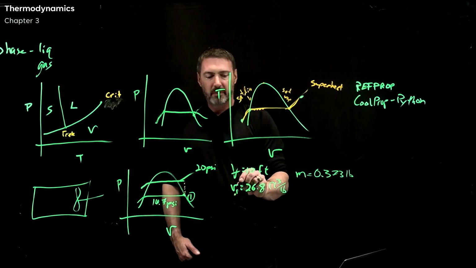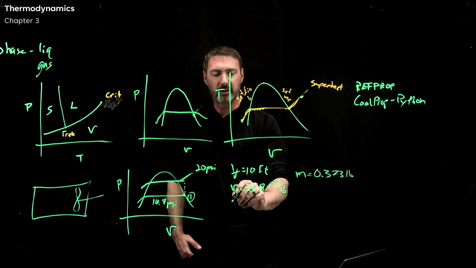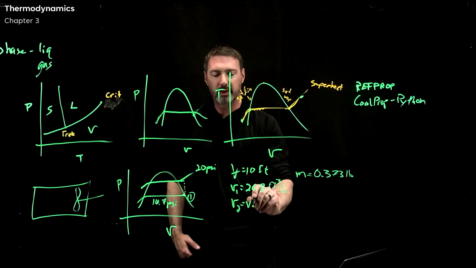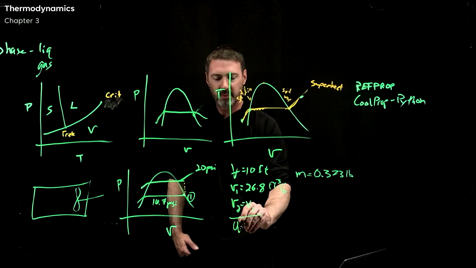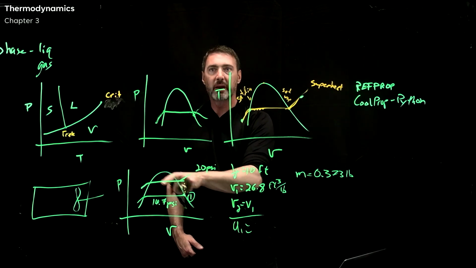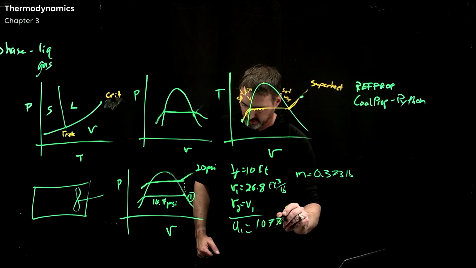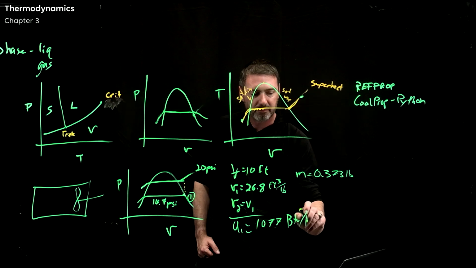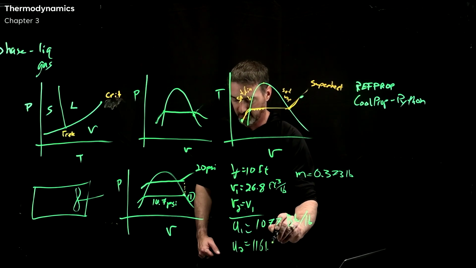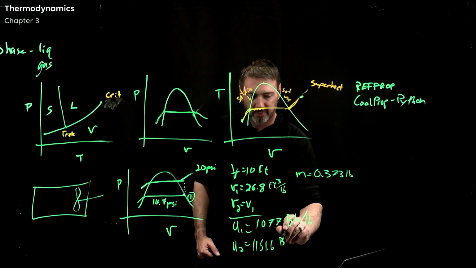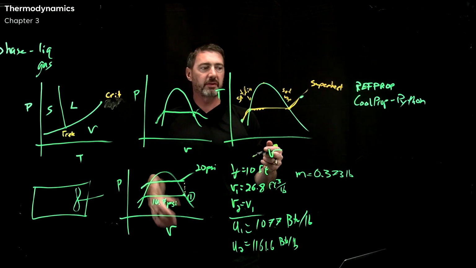And then, because you're doing a constant volume, because again the volume of this box isn't changing, you know V2 is the same as V1, so that's great. And then you can look up U1, because you know the pressure and volume, and you get that U1 is 1077 BTUs per pound. Then U2, you finish off and look that up: 1161.6 BTU per pound.